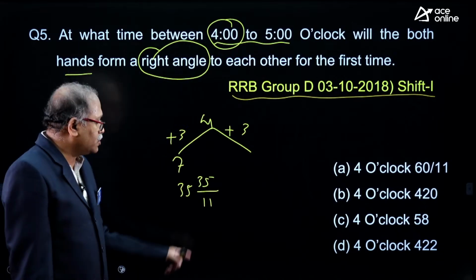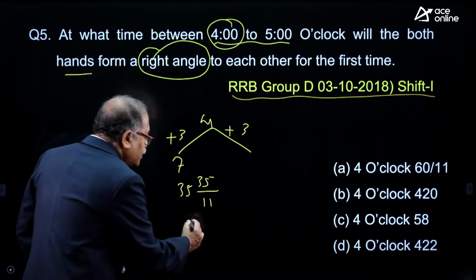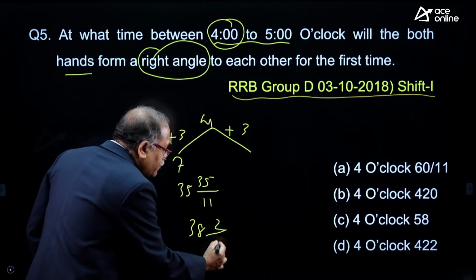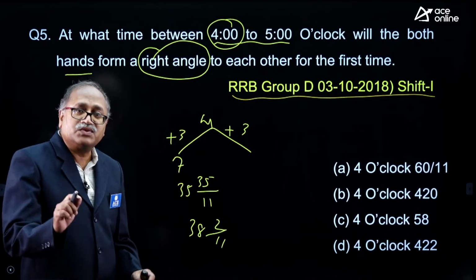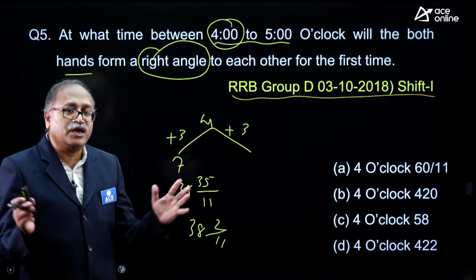That is one timing. So break this one. In 35, how many 11s are there? 3 elevens are there. Add the 3 over here and that comes to 38. And if I take out 33 from here, that is 2 by 11. Right? That is one timing. That means at 38 and 2 by 11 minutes past 4, the hands of the clock will be at right angle.